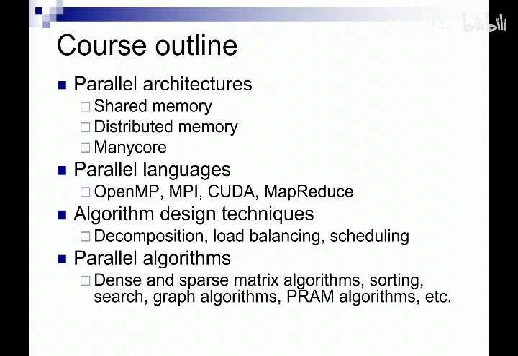And then, as I mentioned, there are these parallel algorithms which are building blocks for other types of parallel computations. And so we'll try to cover most of the fundamental algorithmic building blocks. These include things like dense and sparse matrix algorithms, right? It includes sorting in parallel or searching in parallel, right? We'll talk about some parallel graph algorithms.